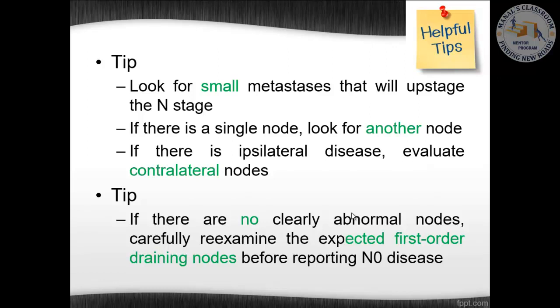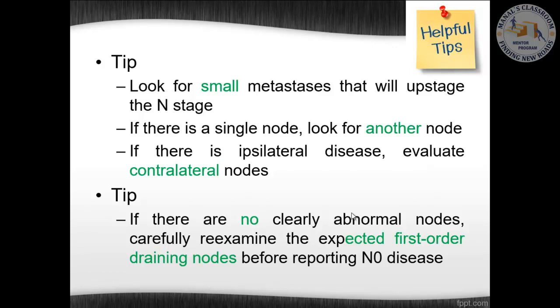If there is a single lymph node, search for another one. If there is ipsilateral disease, evaluate the contralateral nodes. Those are the 3 items: size, single versus multiple, and finally bilaterality, right and left or right or left.